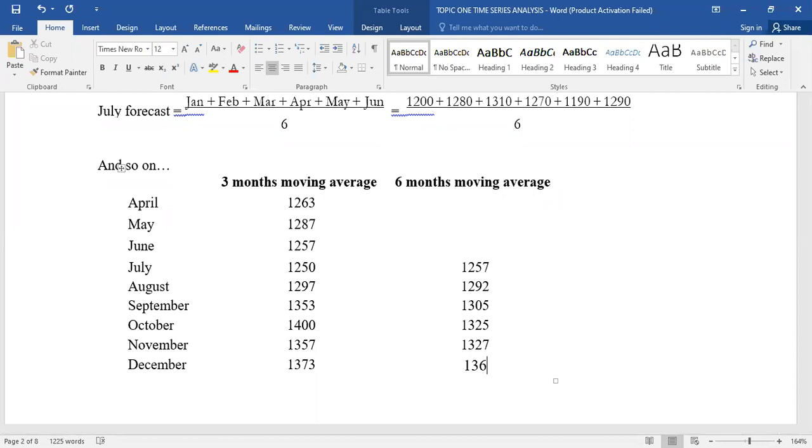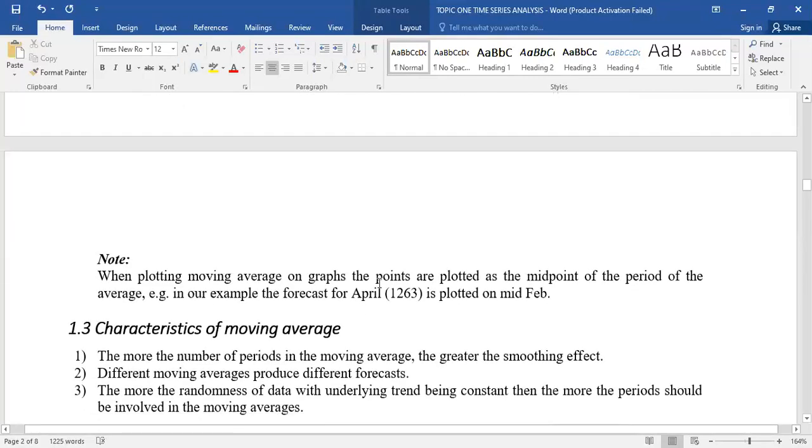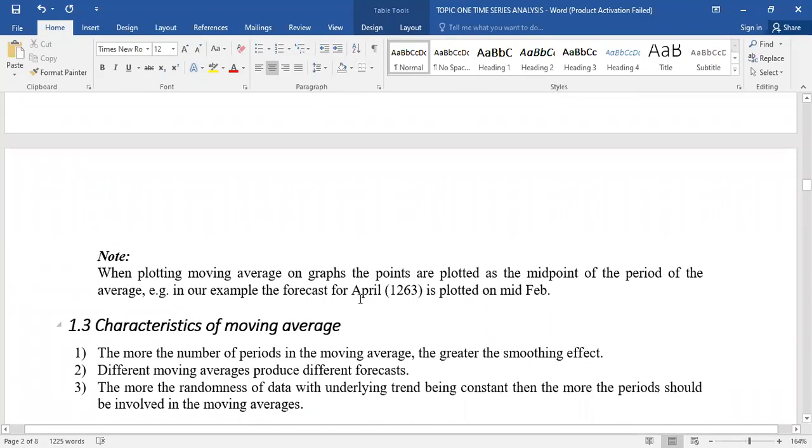So that's how simple the moving averages are. You can go quarterly, you can go 4 months, or half yearly. The lesser the period, the less smooth the curve is and vice versa. When we are plotting this data, if for example you are taking 3 months, your midpoint will be the middle month.